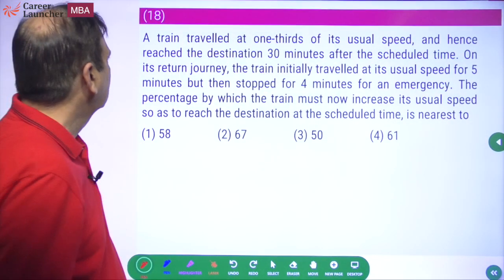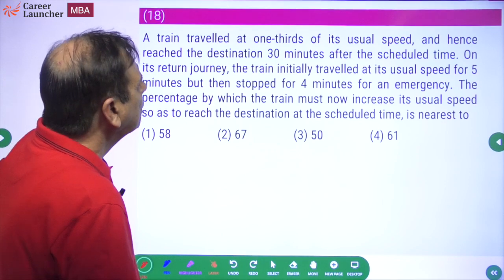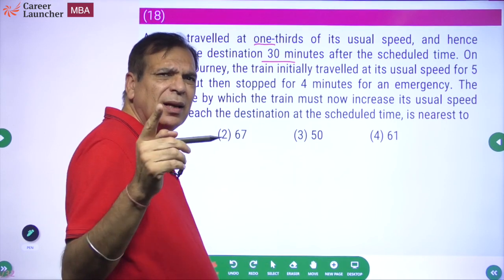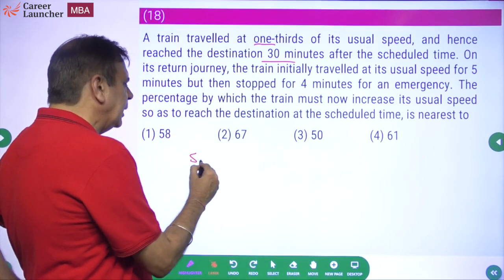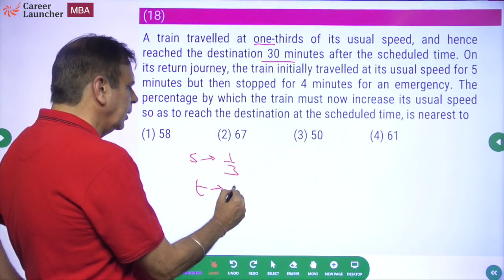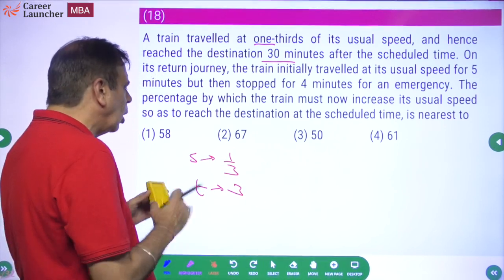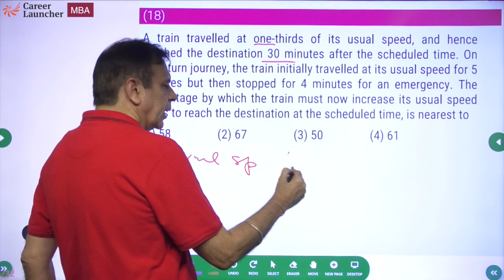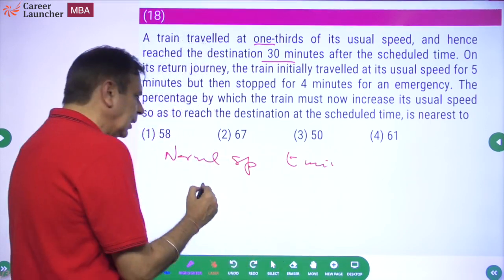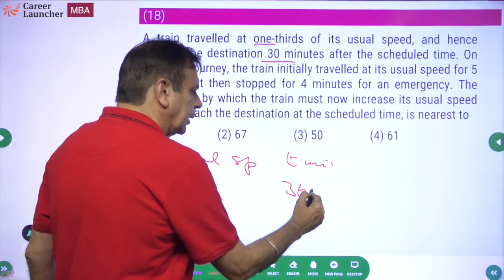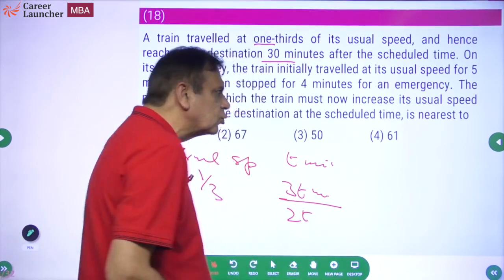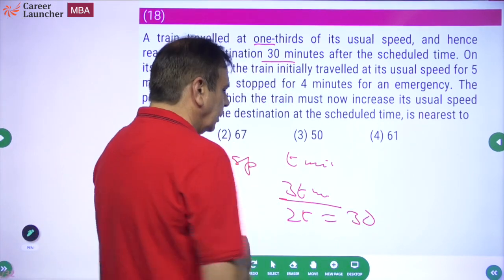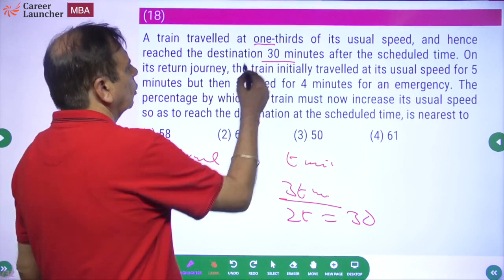Oh, long story. So let's read the story. A train traveled at 1/3 of its usual speed and hence reached the destination 30 minutes after the scheduled time. Ratio yaad hai na? If the speed has become 1/3, time will become 3 times. If at normal speed the train was taking t minutes, then at 1/3 of the speed it will take 3t minutes. The extra time taken is 2t minutes, and it reaches 30 minutes after the scheduled time. That means the normal time was 15 minutes.